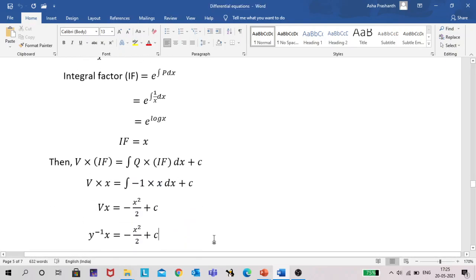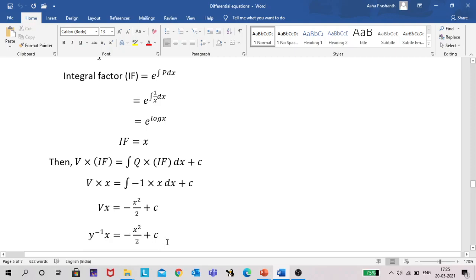Now you can integrate this, minus as it is. What is the integration of x? x square by 2 plus some integral constant, right? What is v? What have we taken as the substitution for v? y to the power of minus 1. So y to the power of minus 1 into x is equal to x square by 2 plus c.